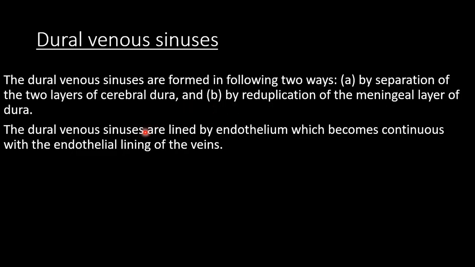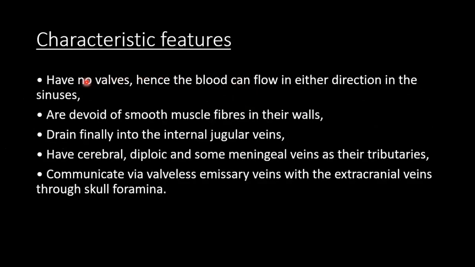Now, the venous sinuses are usually lined by endothelium, which is continuous with the endothelial lining of the veins. But let's look at the general characteristics now. They are valveless, okay? No valves, so the flow of blood is bidirectional. It will depend on the local venous pressure. Also, they are devoid of smooth muscle fibers in their walls. They have only the endothelium, but they don't have the tunica media or the tunica externa. You learn those when you are looking at the histology of the blood vessels. They don't have those, but they have the endothelium.